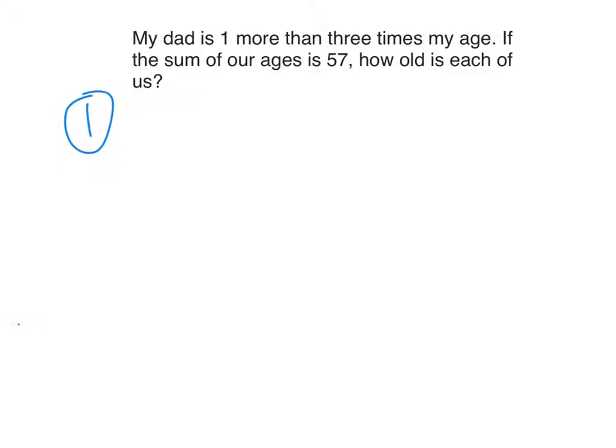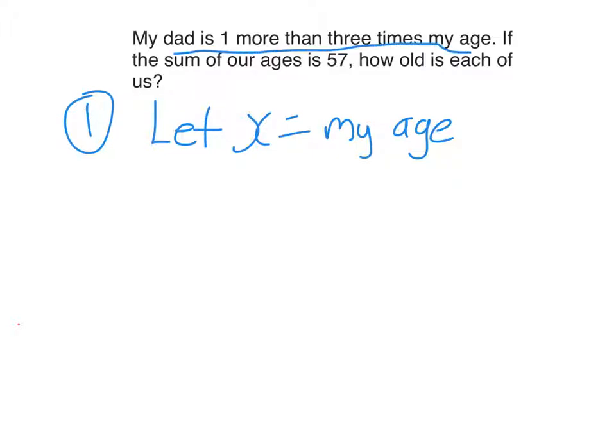So what I can do though is I can let x equal my age, but when I find my age using equations, I can easily find my dad's age from that because he's 1 more than 3 times my age. So I'm just letting x equal one of the things I'm trying to find.